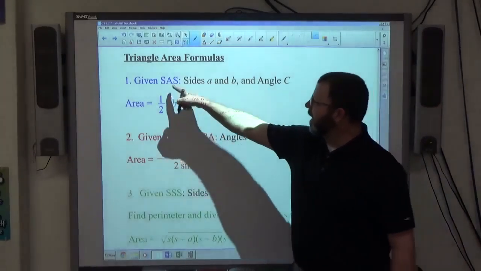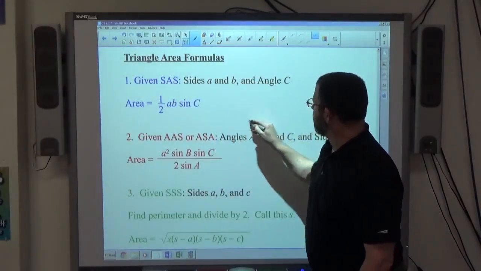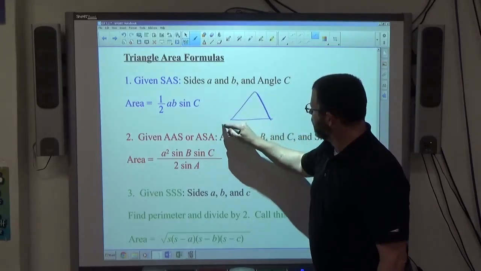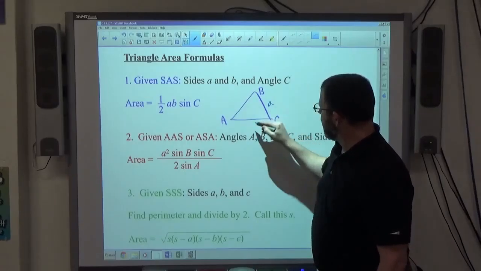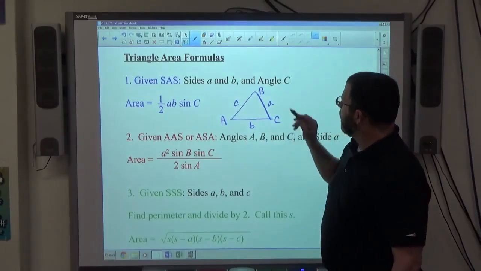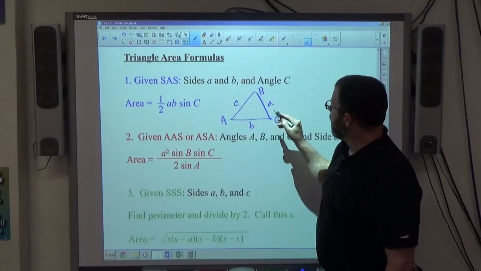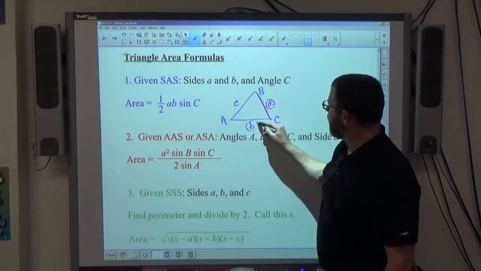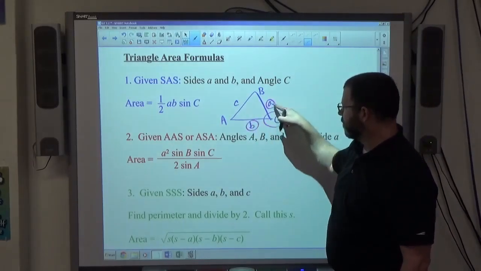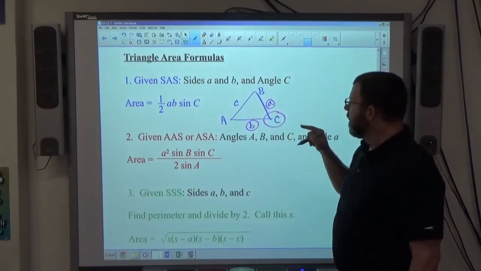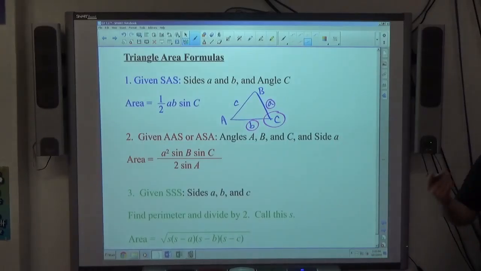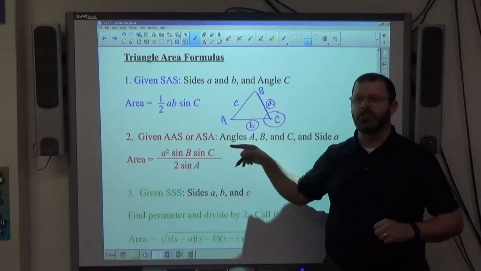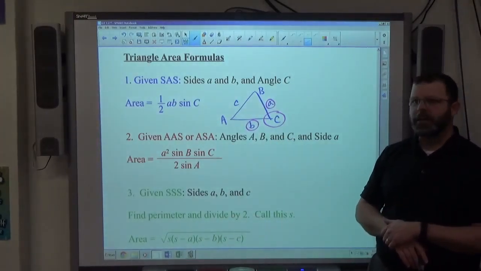We're either going to be given side angle side, so if we have some triangle, let's say this is A, B, and C, and little a, little b, and little c. Suppose they give us sides A and B and angle C. So side angle side, the angle is between the two sides. If it's side side angle, you'll have to do some law of sines to find the missing angle, and that probably gives you an angle side angle situation there. You probably want to go with that technique.